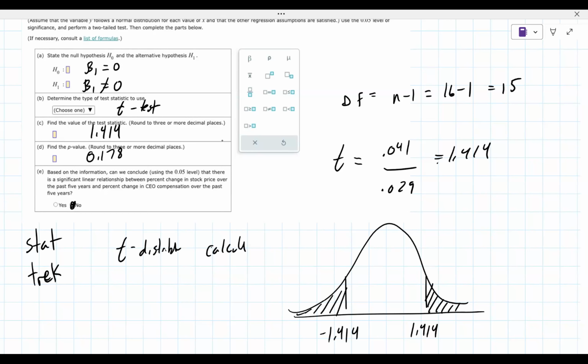It's saying that the degrees of freedom is wrong for B. It might be 16 minus 2, which is 14. And that will affect the p-value a little bit. It'll be 0.179.